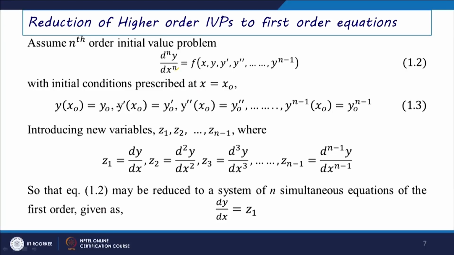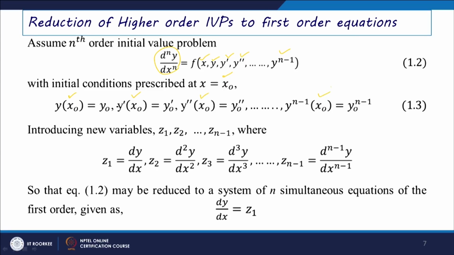So, if this problem is defined in the form of another term, d to the power n y by dx to the power n, with x as the independent variable and y as the dependent variable, and the remaining derivative terms y dash, y double dash, up to y to the power n minus 1. And the initial conditions are prescribed: suppose x equals x naught, then at that point y of x0, y dash of x0, y double dash of x0, and y to the power n minus 1 of x0 are defined.